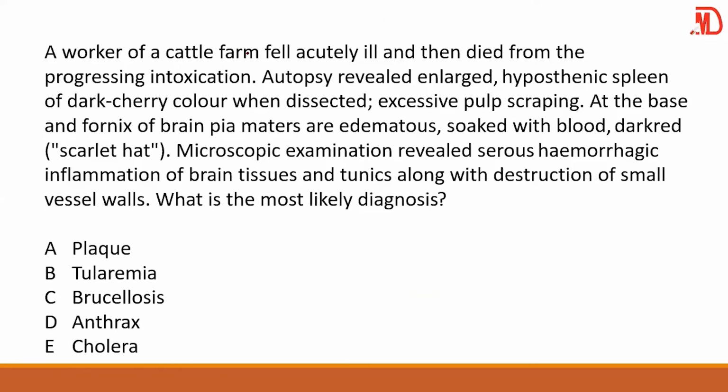A worker of a cattle farm fell acutely ill and then died from a progressing intoxication. Look at the analysis. A cattle farm. Autopsy revealed an enlarged hyperplastic spleen, dark cherry color when dissected, with excessive pulp scraping. At the base and the funnels of the brain, the pia maters are edematous, soaked with blood, dark red or scarlet hearts. This is also a clue.